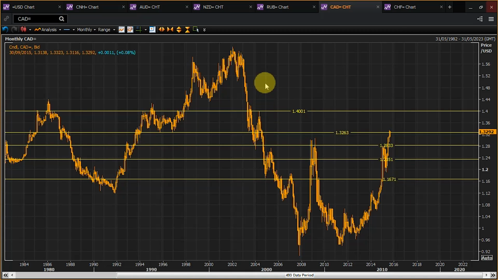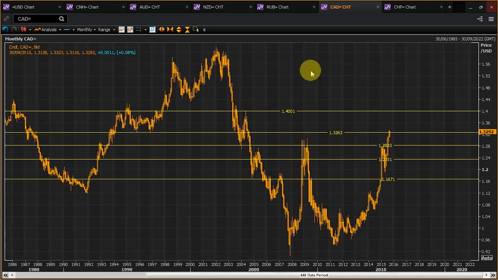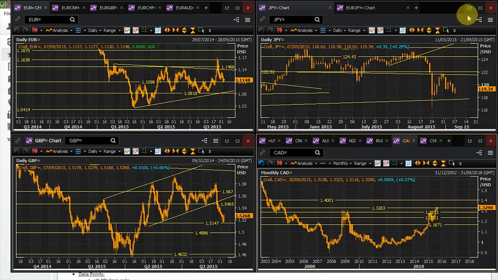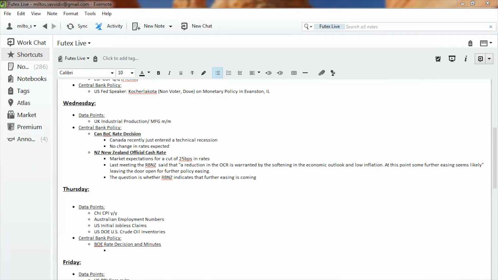I don't expect it to offer some sort of resistance, but really once we get through here and we start using these 132.63s as support, I would imagine that the market has a pretty swift and easy target up to these 1.4. So just keep that in mind. This is how the CAD is currently structured. And we'll just move that over to the side and finish off with the rest of the week.